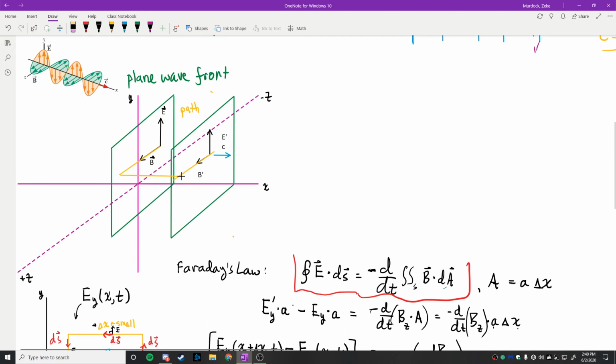This is part of why I think electricity and magnetism is so tricky, is because you need to be able to spatially see these things. And I don't think it's always that simple. Oh my god, that looks worse.